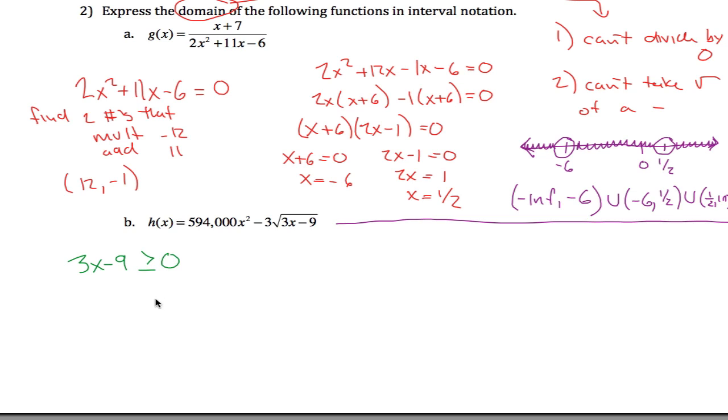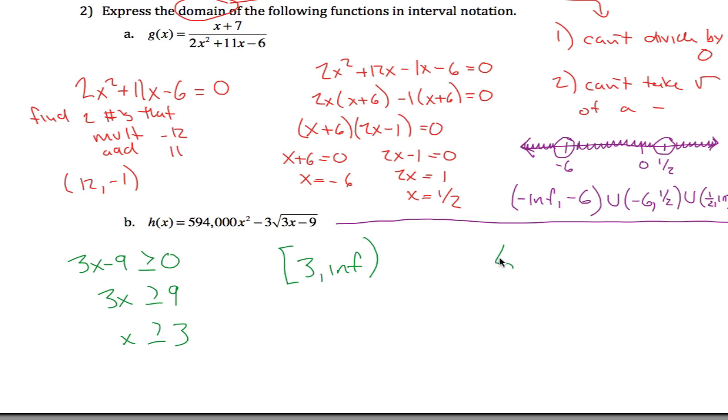In other words, 3x minus 9 is greater than or equal to 0. So as long as 3x minus 9 is greater than or equal to 0, we won't take the square root of a negative number, we won't get in trouble. So the solution to this inequality will be our domain. And we can solve this by adding 9 to both sides, and then dividing by 3. So what we get is all x's greater than or equal to 3 are in our domain. So we can write that in interval notation like this.